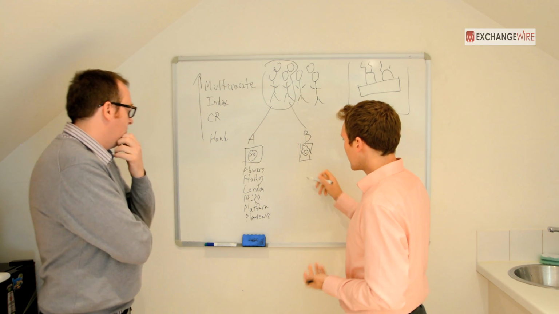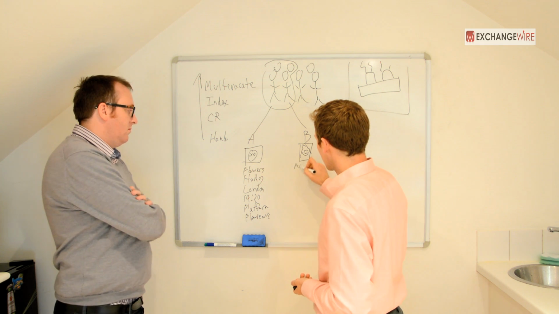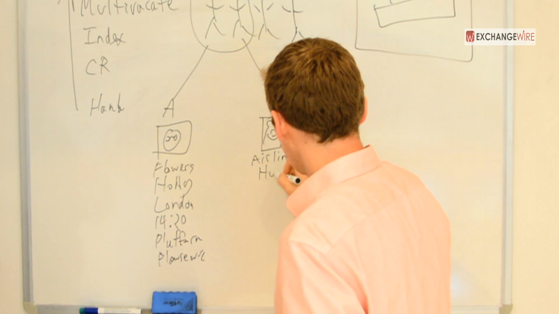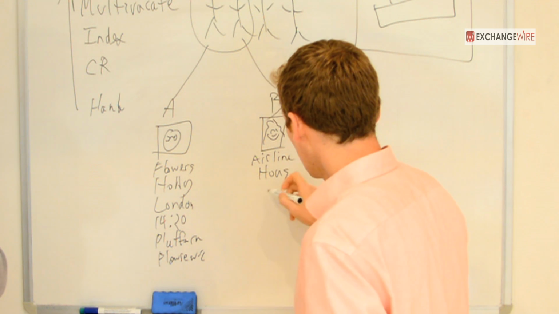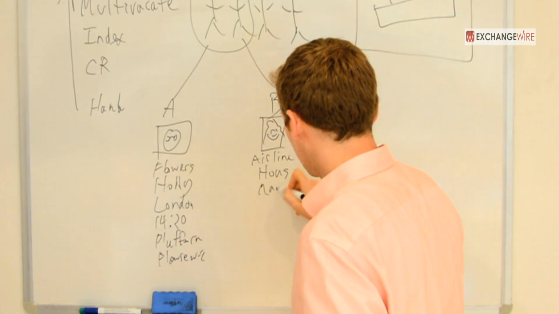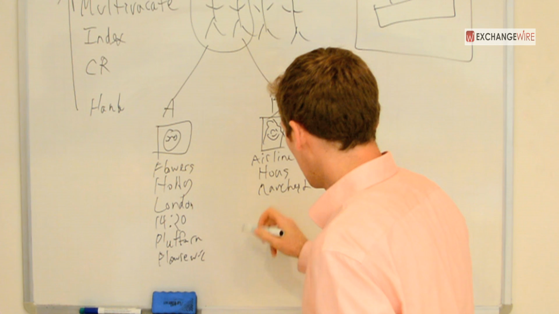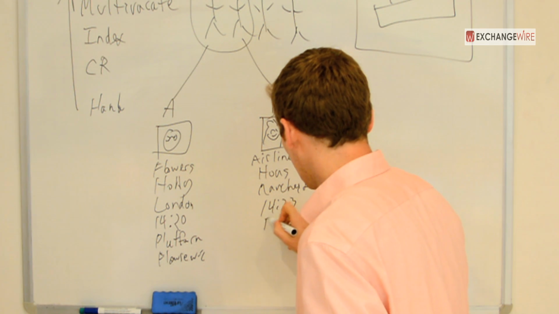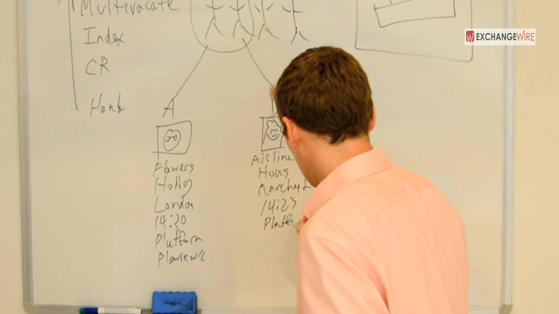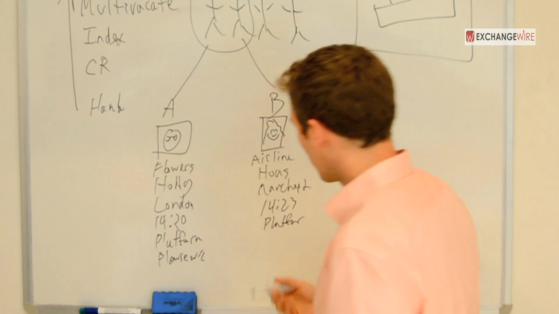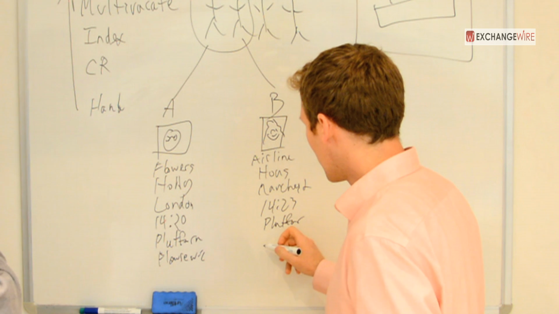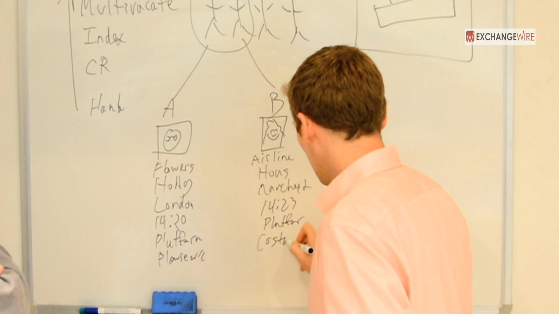So for person B, maybe we'll know that she has purchased airline tickets in the past. She owns a house. She might be in Manchester. So we'll have time of day, platform, and we might see that she's on a site that's for a travel bureau. So maybe visit Costa Rica.